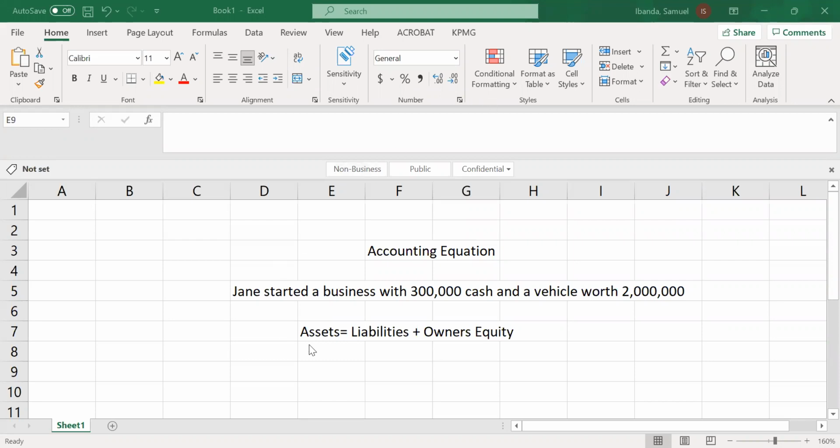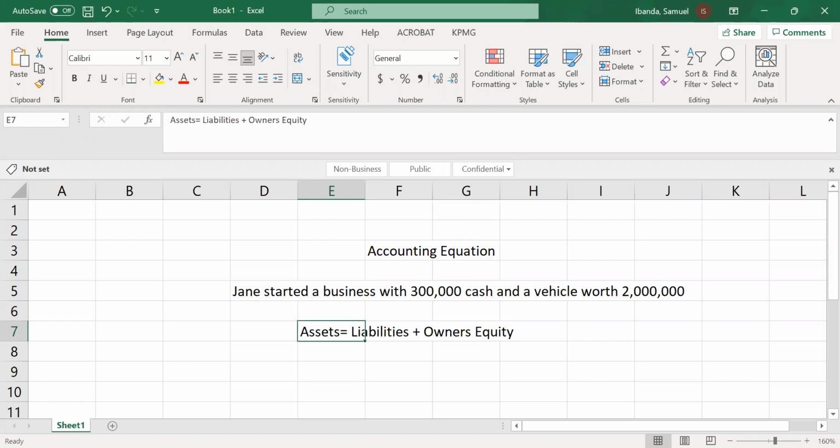And of course, the current assets we know: the cash, the bank, the prepayments, inventory, treasury bills, and so on. Even short-term investments would also be classified under current assets. Now, liabilities, we know that these are obligations, short-term and long-term, and then owner's equity. This is the owner's contribution to the business.